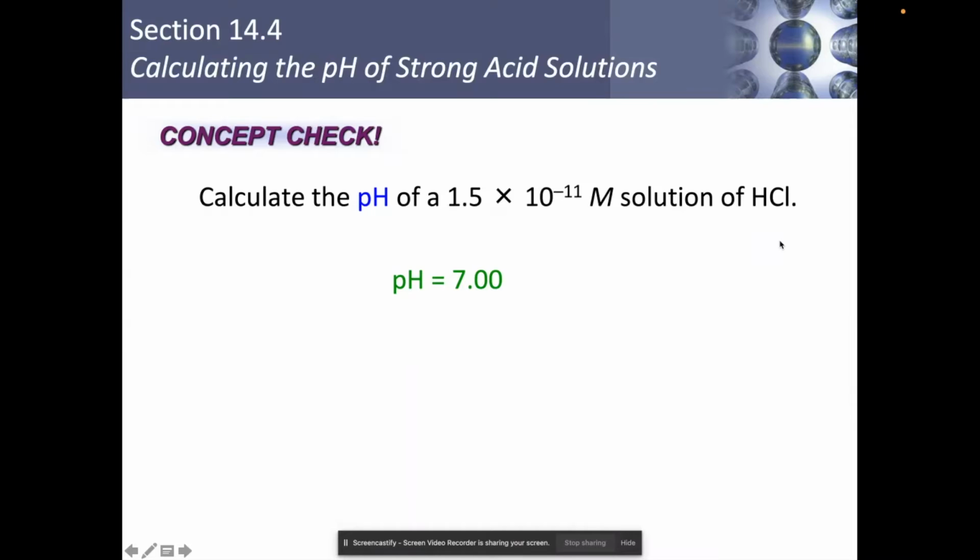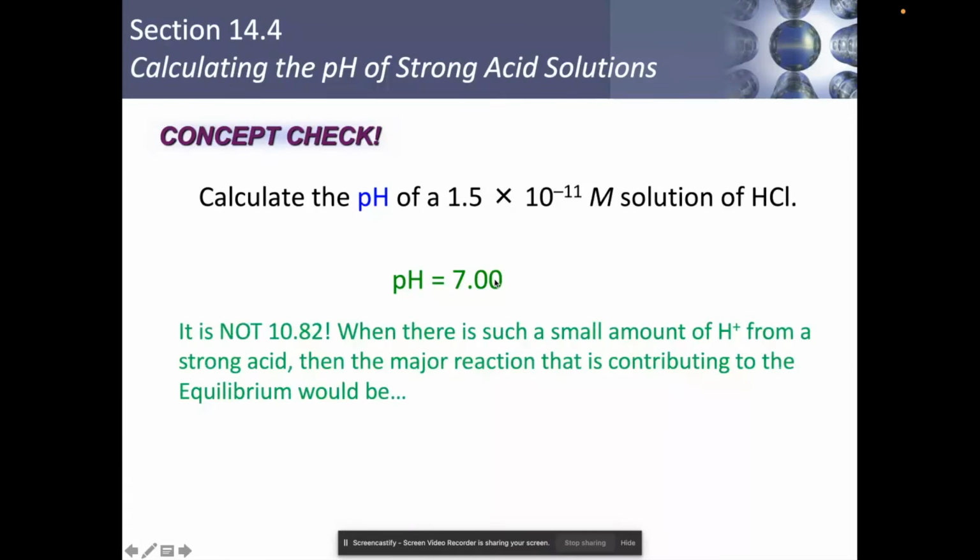Even a weakly acidic compound cannot give you a strongly basic or even basic solution. It cannot give you anything below 7.00. Now, why is it not 10.82, which is what you would get if you plugged this in? Think about this: you are adding such a small amount of HCl. This is a really, really tiny number that it ionizes completely, but there's so much more water in your solution that it's completely dilute.